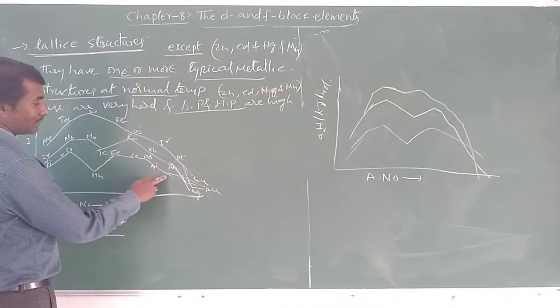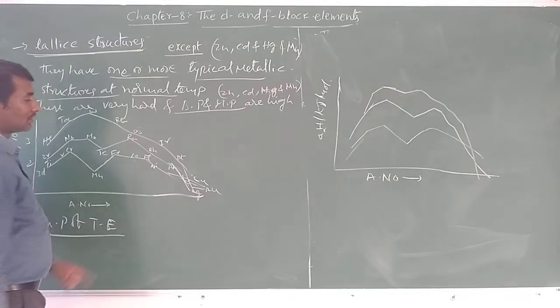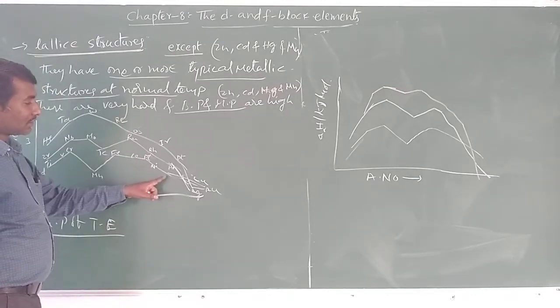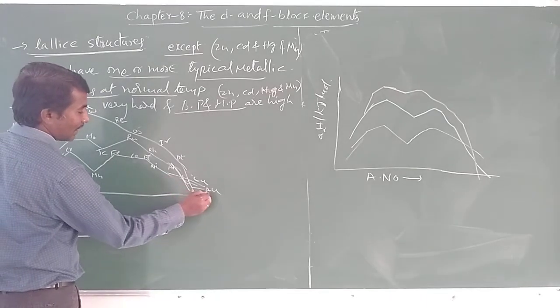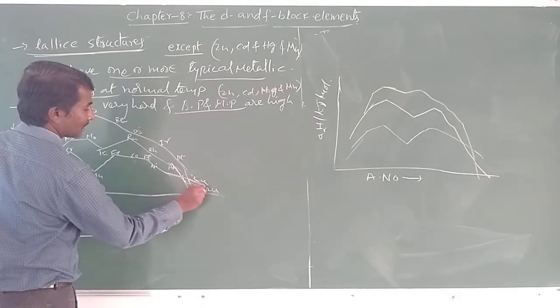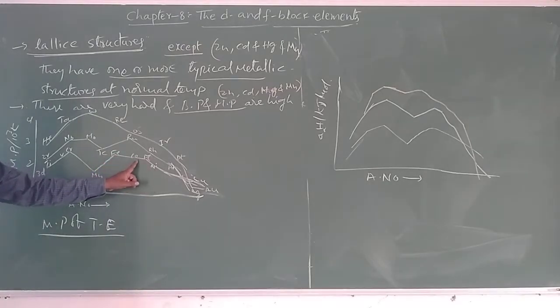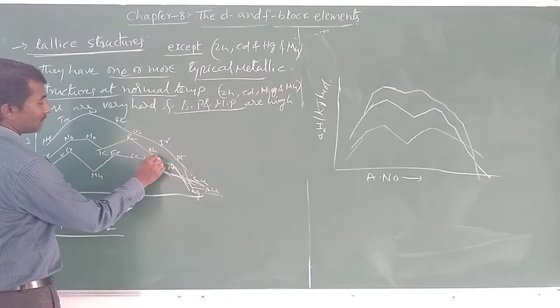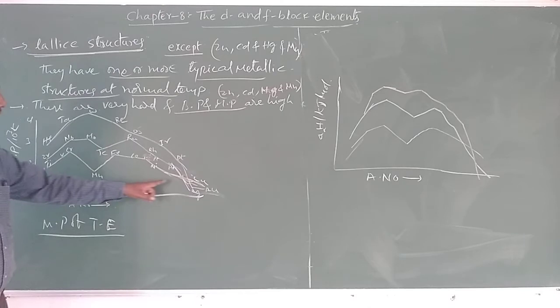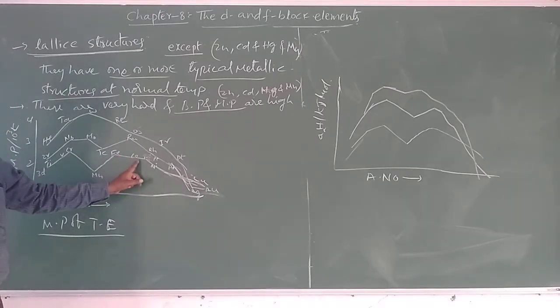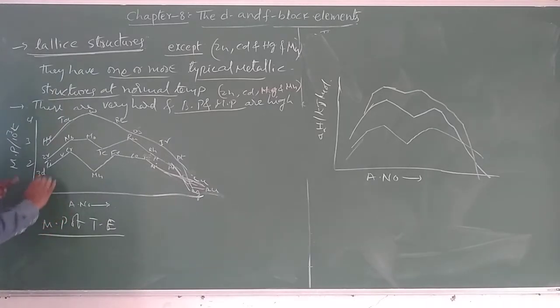Then iron, cobalt, nickel, copper, and zinc. Zinc has low melting points. So the melting points increase here with the atomic number across the series of the period.